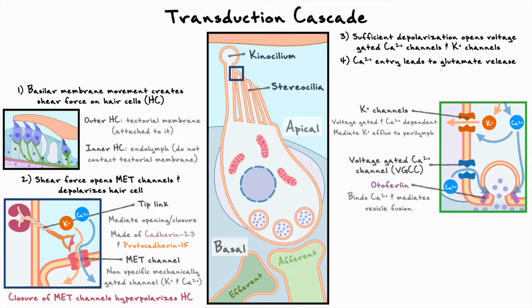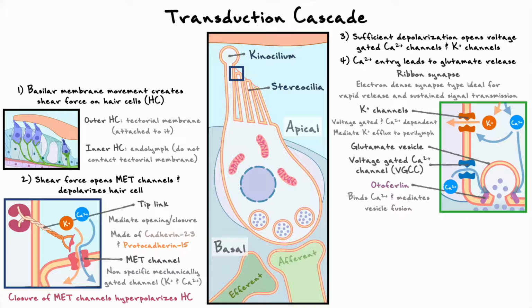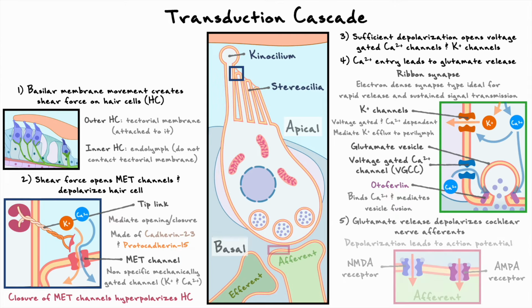Now, the neurotransmitter that hair cells release is mainly glutamate, and it is packaged in many vesicles at the basal end of the cell. Terminology-wise, you might see in your textbooks the synapse between hair cells and the afferents called a ribbon synapse. Simply put, ribbon synapses are electron-dense synapses that are ideal for rapid release and sustained signal transmission. This is obviously super important for our transduction process here, as we want our signal to be as faithful as possible to the sound we transduce. Once glutamate is released, it can bind to the NMDA and AMPA receptors on the afferent and depolarize the neuron to generate an action potential.